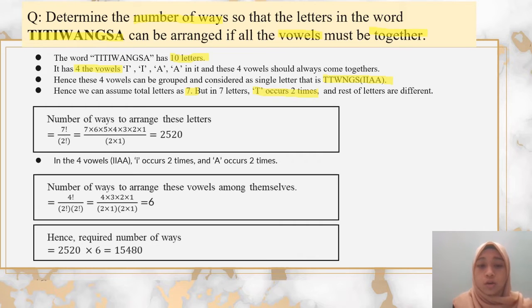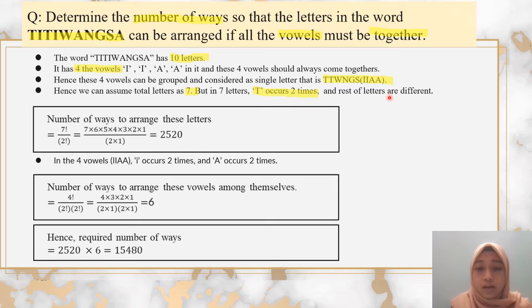To solve this question, we need to find the number of ways to arrange these letters. We have 7 letters, as we already consider the vowels as a single letter. So we take 7 factorial and divide it by 2 factorial for the letter T that occurs twice, because it is not a vowel. Then the answer will become 2,520 ways.